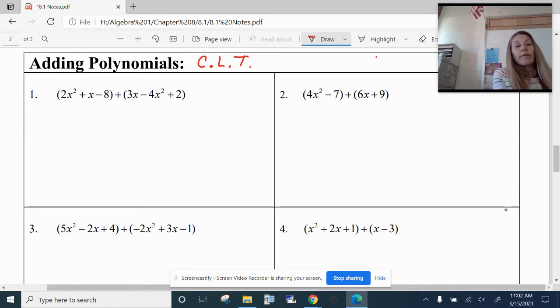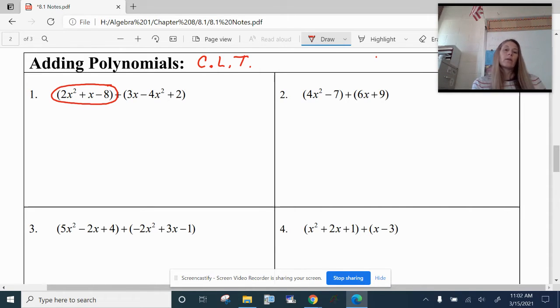So I'm going to look at my first polynomial here, which happens to be a trinomial, and I see that it's already in standard form because it's already going x squared, followed by my x term, followed by my constant.